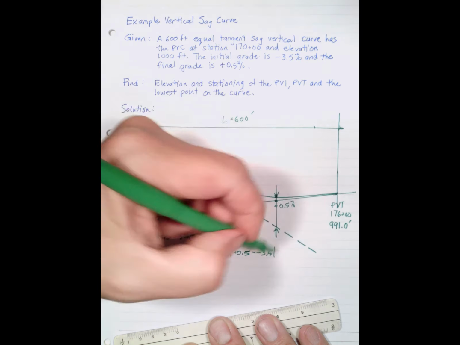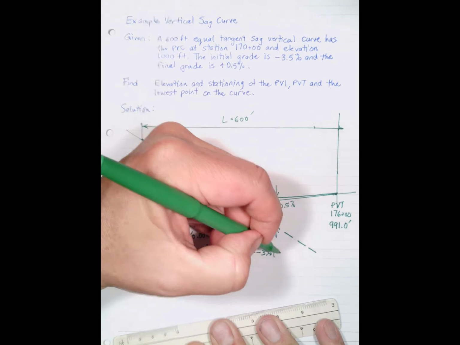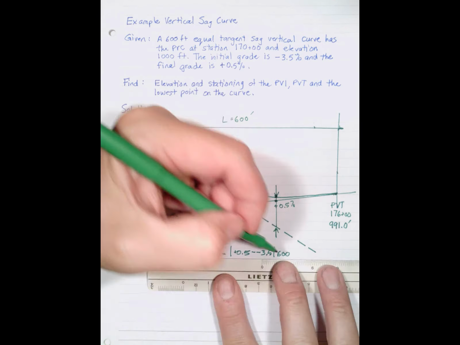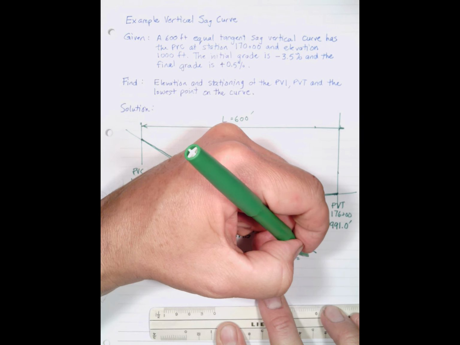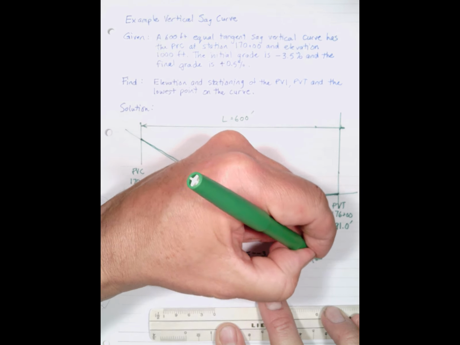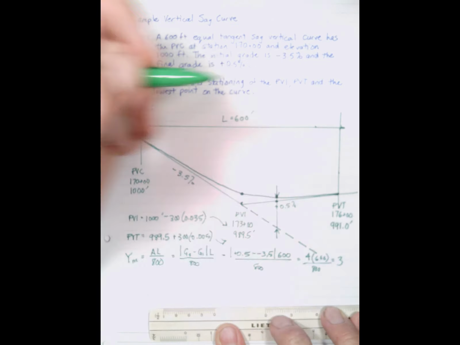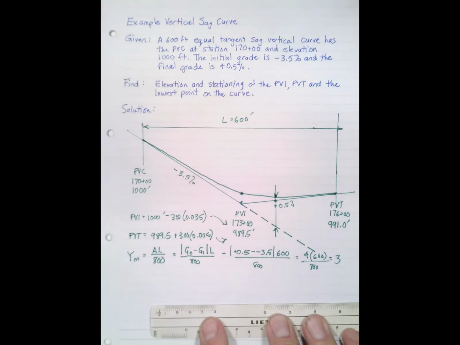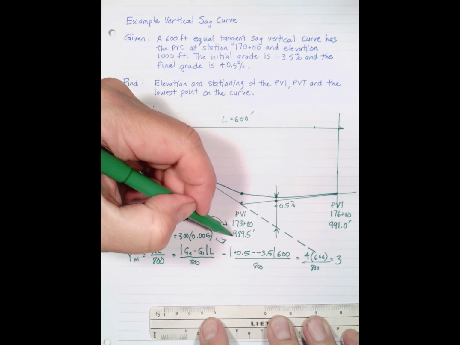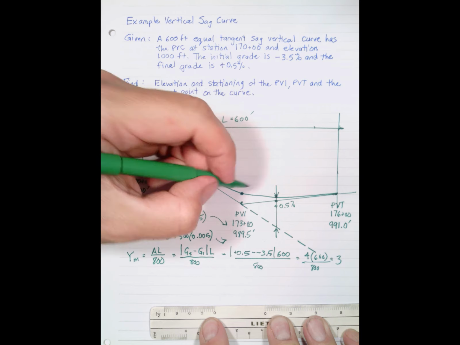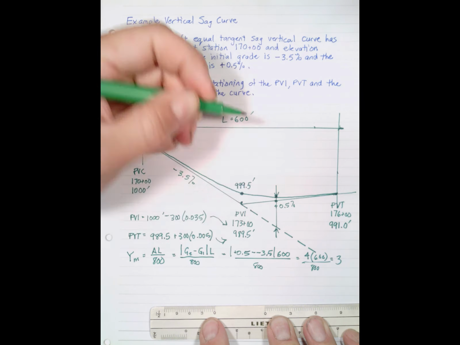Remember, when you're calculating the value of A, we leave the slopes in integer form. L is 600 divided by 800. So this is A, which is just 4, times 600 divided by 800. So our value for Y sub M is 3. We know that the elevation on the curve here is just 989.5 plus 3 feet. So the elevation on the curve is 992.5 feet.